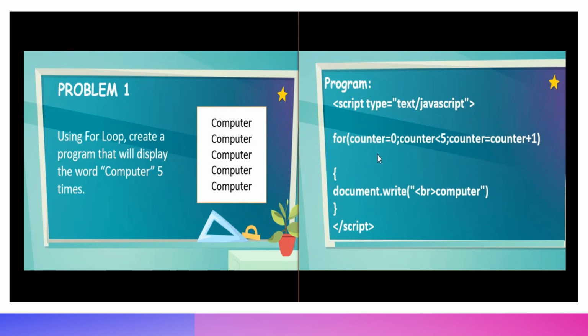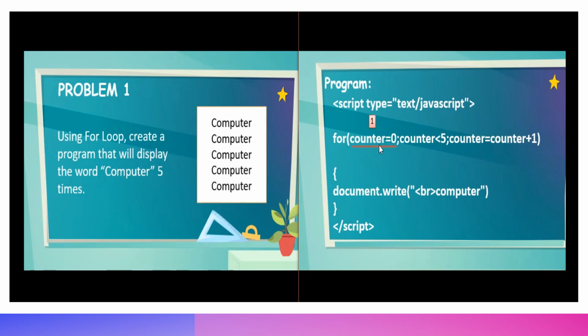So we have here counter is equal to 0. That is the initialization. Then you have the condition to be tested and the incrementation so that this condition will be reached. And of course, the code that will be executed every time the condition is true. So how does it work in JavaScript?